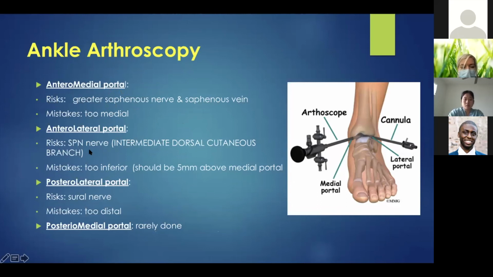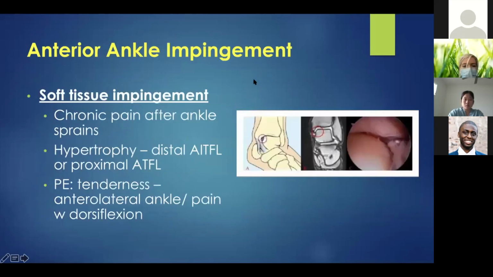Anterolateral portal, the risk here that we see most commonly is really the SPN nerve, and specifically the intermediate dorsal cutaneous branch. The mistake that people make here is that it's too inferior. It actually should be about 5 millimeters above the medial portal. Posterolateral, the sural nerve is at risk, and people sometimes tend to make that too distal, and then it's difficult to visualize. The posteromedial portal is rarely done. I know that was on the questions. That's mostly only done with a posterior scope when people are in the prone position, but it's, again, not often done by most people.